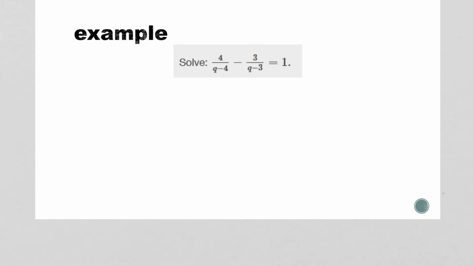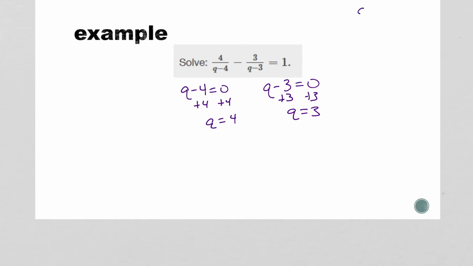Look at this one. The first thing I want to do is find my excluded values. So I've got Q minus 4 equals 0, and I've got Q minus 3 equals 0. Right here, 1 can never equal 0, so I'm not going to worry about that. Remember, we only worry about it whenever there's a variable in the denominator. So add 4, add 4, add 3, so Q is 4 and Q is 3. So my excluded values are 4 and 3. If you need to write this down, hit pause. I'm about to erase it.